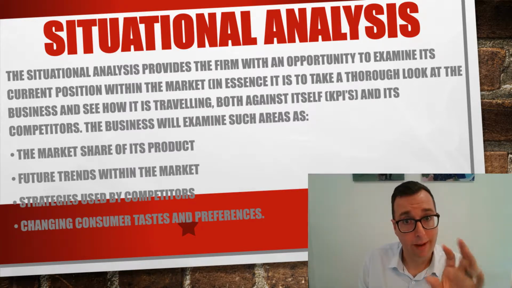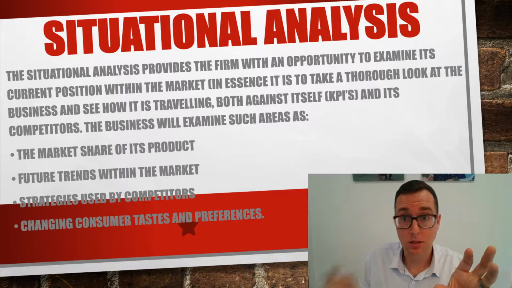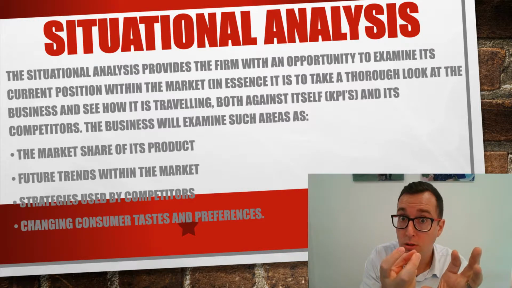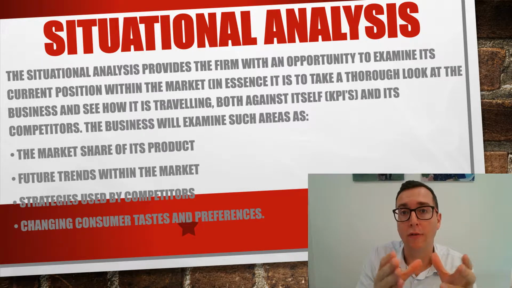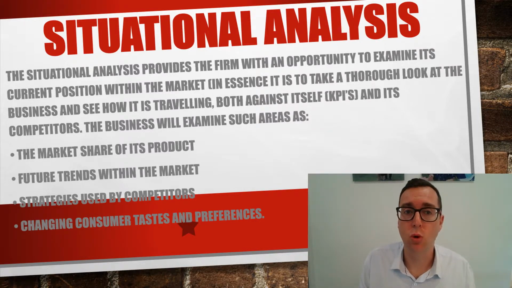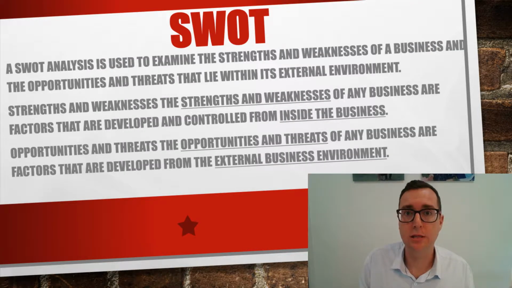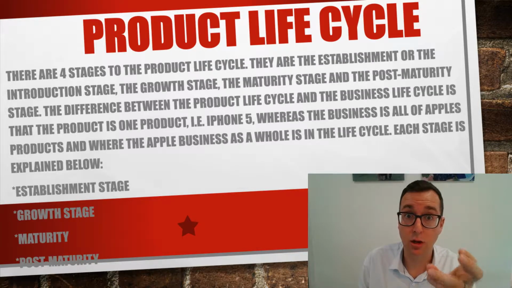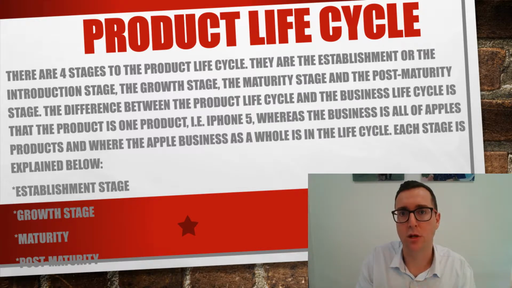So as part of that situational analysis, that's getting a snapshot, a little picture of how your business is traveling. One way to do that is through a SWOT analysis, looking at your strengths, your weaknesses, your opportunities, and your threats. Now, the next way to do the situational analysis is to conduct a product life cycle, or look at the business's product or business life cycle. There's a slight difference, but I won't get into that now.